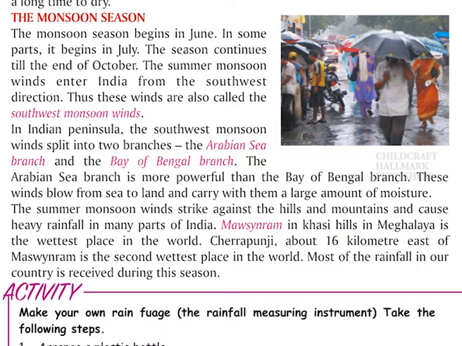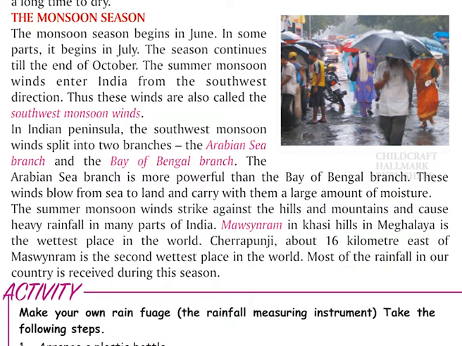In the Indian peninsula, the southwest monsoon winds split into two branches, the Arabian Sea branch and the Bay of Bengal branch. The Arabian Sea branch is more powerful than the Bay of Bengal branch. These winds blow from sea to land and carry with them a large amount of moisture. The summer monsoon winds strike against the hills and mountains and cause heavy rainfall in many parts of India.